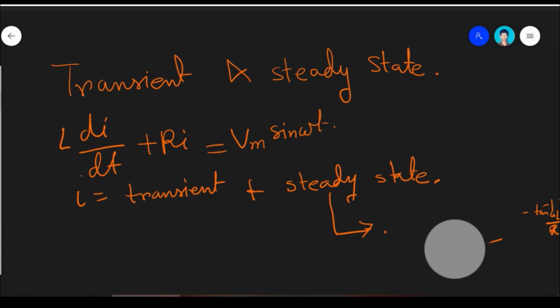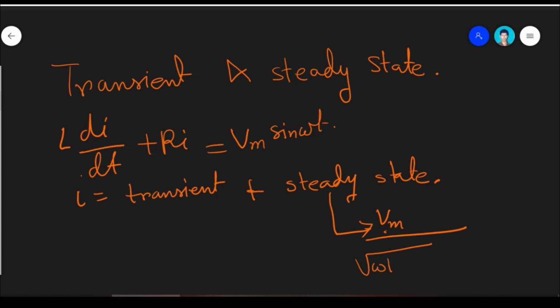My handwriting is not good. Let me write it once again. It is Vm by root under omega L whole square plus R square, and here it is sin omega t minus tan inverse omega L by R. Now, instead of finding a mathematical expression for the transient, because transient is not required right now, let us try to understand this concept intuitively. Why or how this transient comes in the picture.